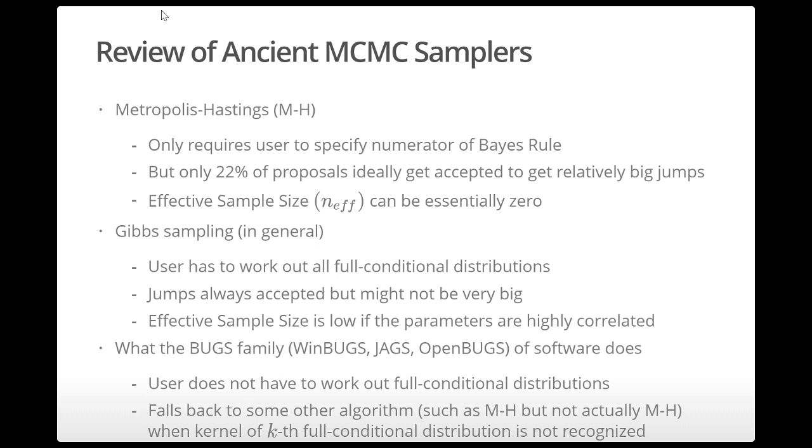But even the relatively big jumps might not be so big in absolute terms. You can get a lot of dependence from one realization to the next, even if your proposal is accepted. And the effective sample size can be essentially 0, or worse, the mixing may be so bad that the central limit theorem of Markov chain Monte Carlo doesn't hold in the first place.